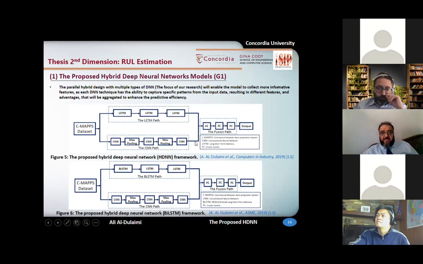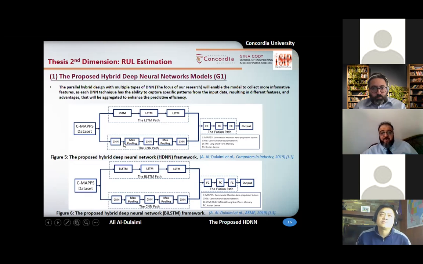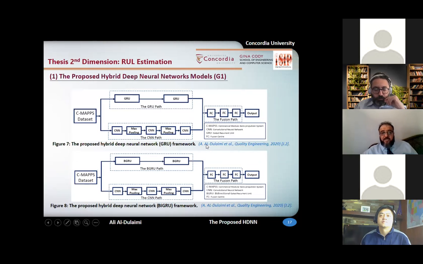The second parallel path and the fusion center have a common design among all the proposed models, where the second parallel path is based on the convolutional neural network, 3 layers of that, and the fusion path is based on 3 fully connected layers. While the first parallel path uses different deep neural network techniques, starting from the LSTM to the bidirectional LSTM, the gated recurrent unit, and the bidirectional GRU.